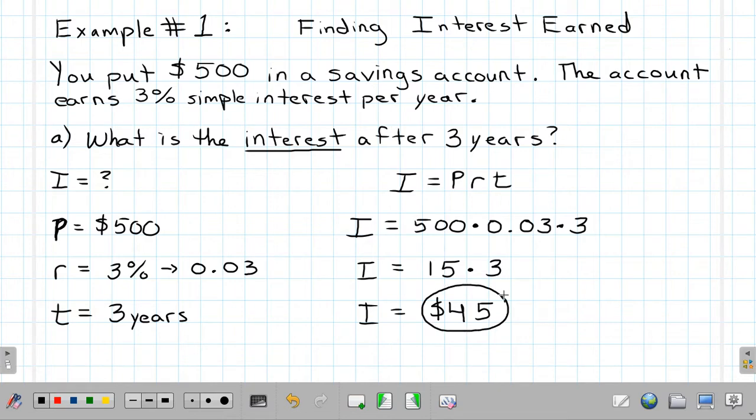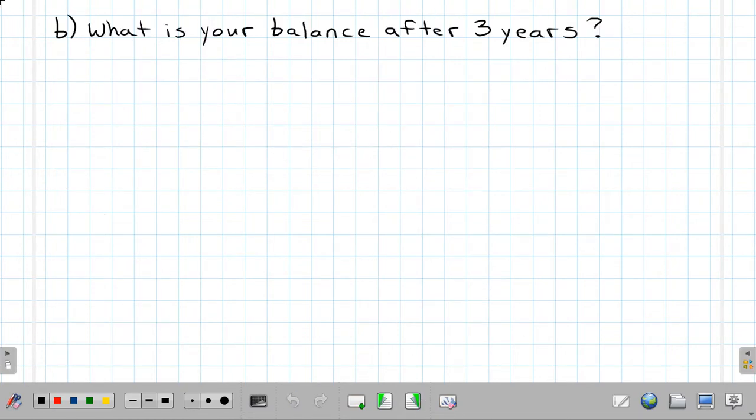And that's actually it. That's all we have to do: if we know P, R, and T, we plug them in and solve for what we don't know, which in this case is I, okay? But let's actually have a look at the next question. So let's remember, interest is $45, okay? That's the interest. That's how much extra you're going to have in your savings account at the end of the 3rd year, okay?